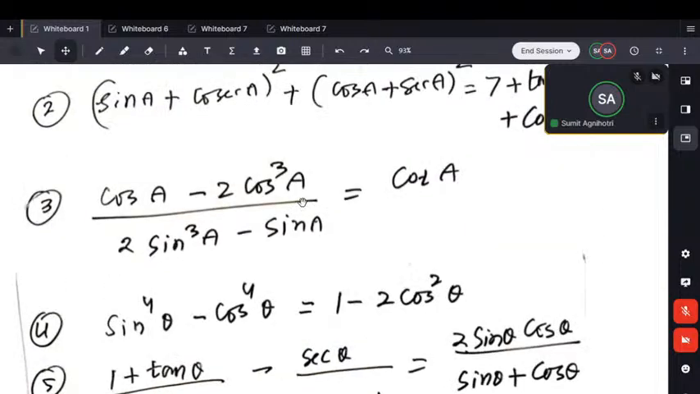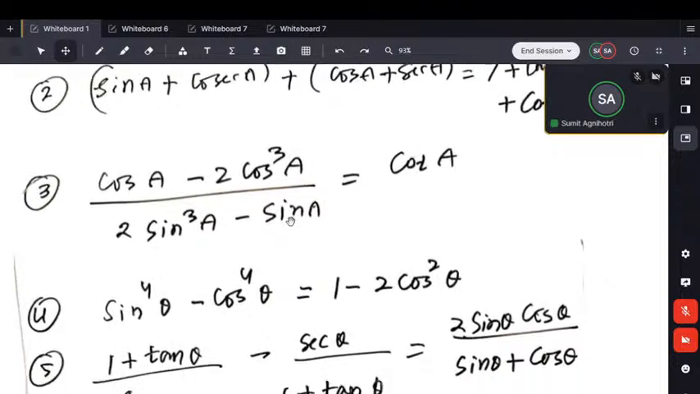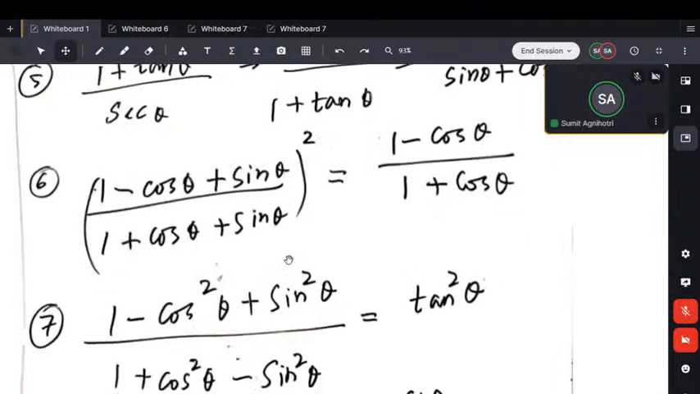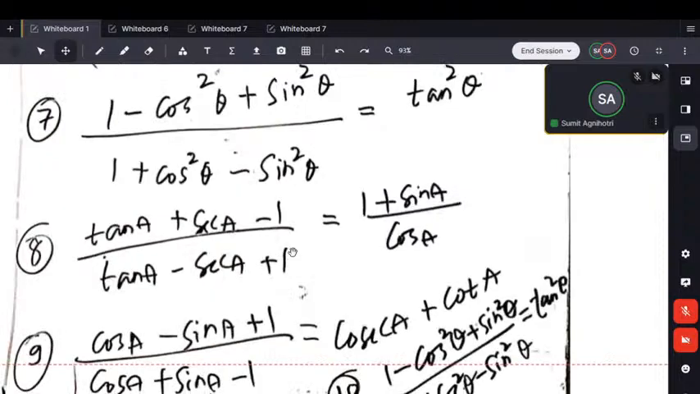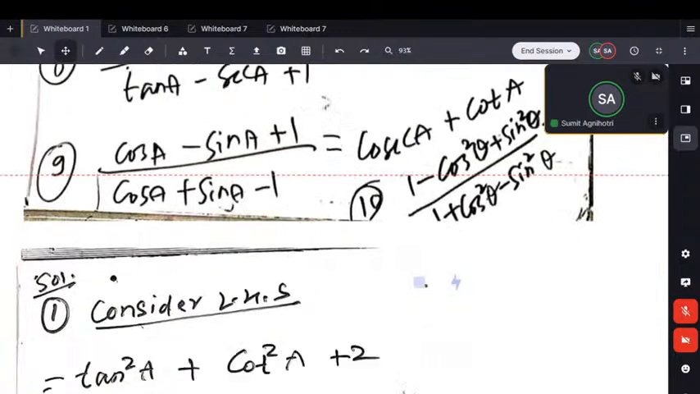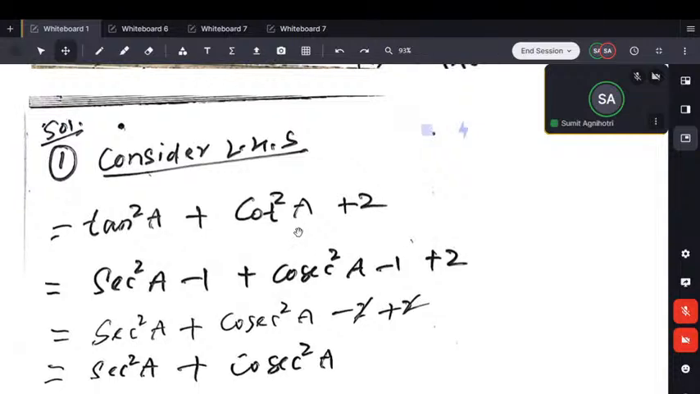The second question is here, where we are going to use x plus y whole square. Third question is here, 4th, 5th, 6th. Total I have presented 10 questions first that we will discuss. Then we will cover other things. Okay, let's start with the first question.